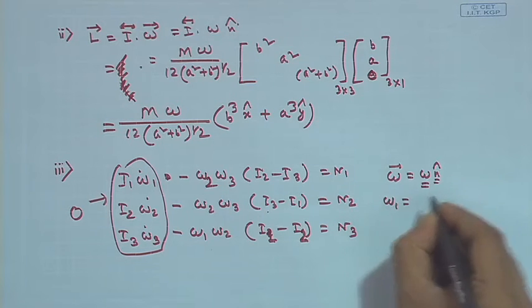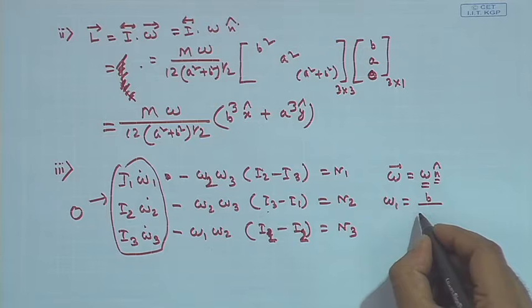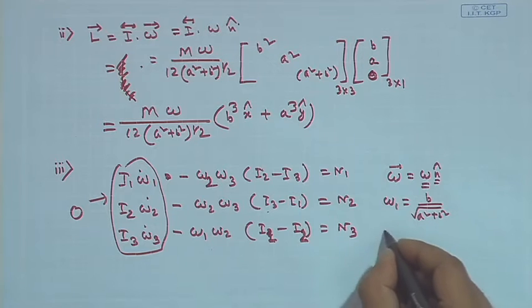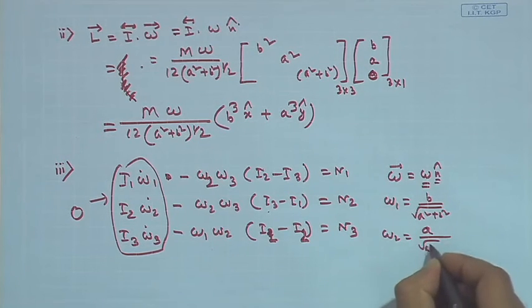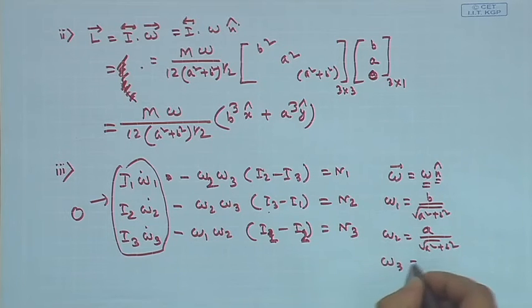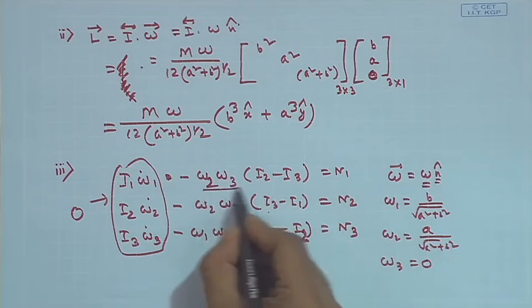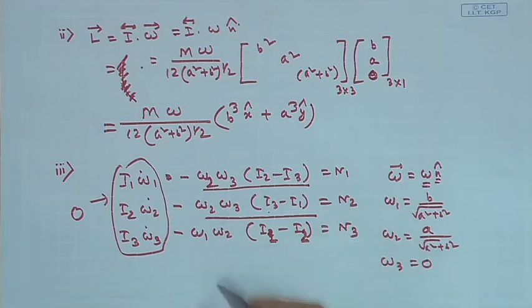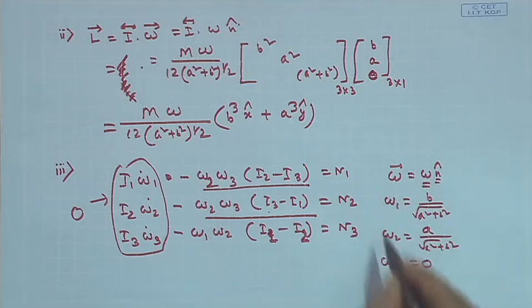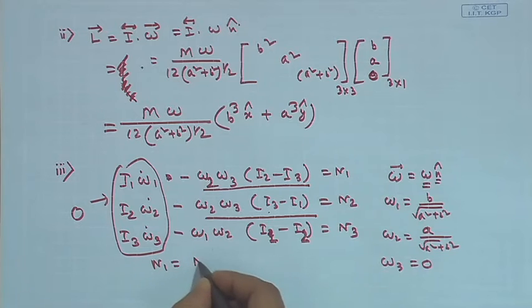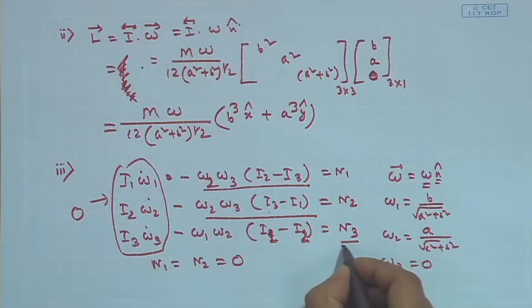So omega 1 is equal to b by the square root of a square plus b square. Omega 2 is equal to a by the square root of a square plus b square, and omega 3 is equal to 0. So if omega 3 is equal to 0 and we put it in these equations, this term also vanishes, this term also vanishes. So without solving anything, just by looking at it carefully, we see that these terms vanish. So we get n1 equal to n2 equal to 0. So the only remaining equation is n3, right?